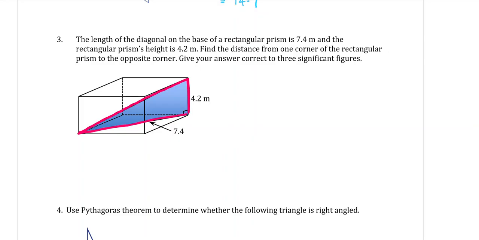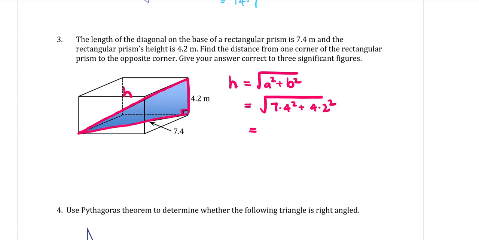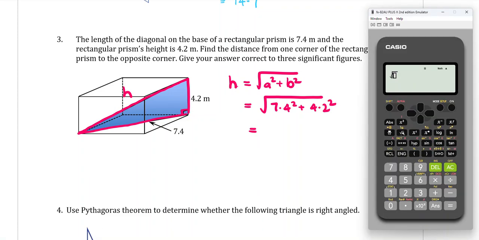So even though it's in a rectangular prism, it is still a right angle triangle that I'm working with in here, and I'm trying to find the hypotenuse. So I just have to use my formula. H equals square root a squared plus b squared. The a and the b will be 7.4 squared and 4.2 squared. And then we type that in.